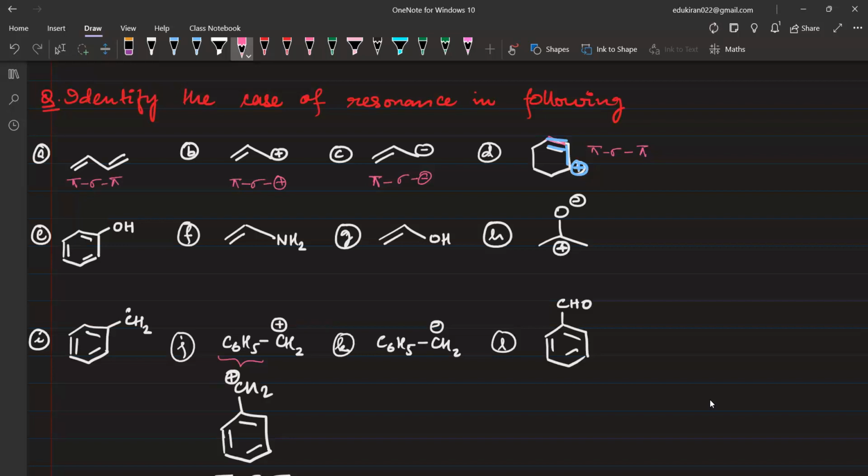Now, for the E structure, you have to remember that oxygen के पास valence electron होते हैं कितने? Valence electron is equal to 6. The bonds that it is making is equal to 2. Remaining electron is equal to 4. That means 2 lone pairs. So oxygen will have 2 lone pairs.